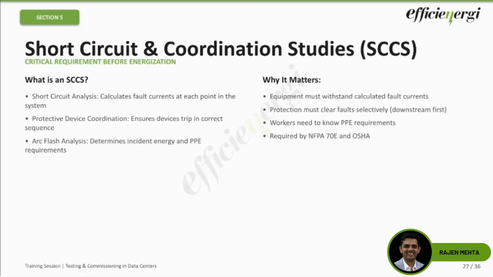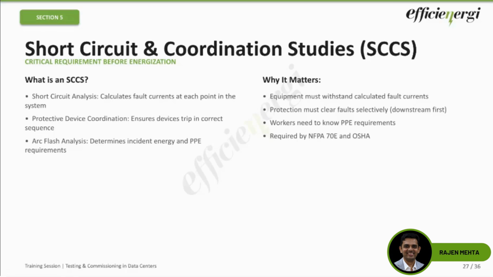Then why do these things matter? Why do SCCS studies matter very importantly? One, underrated equipment can explode during faults. You have an equipment which is of a lower fault rating, and the fault rating at that bus level is higher than the equipment, it can literally burst and explode, right? It can black out the entire facility, but if a proper coordination is done, it limits the outage to the affected area only. It will allow only a limited area to be affected.